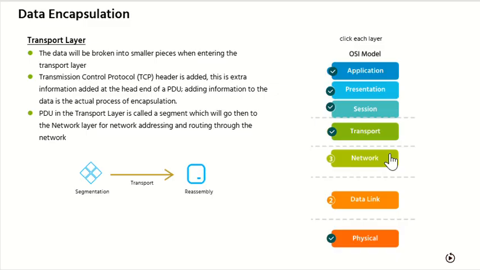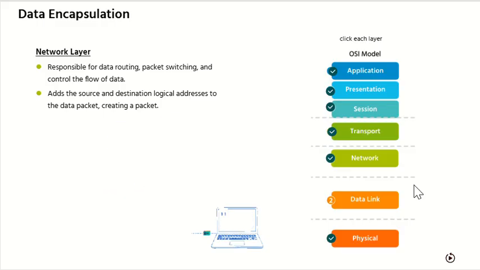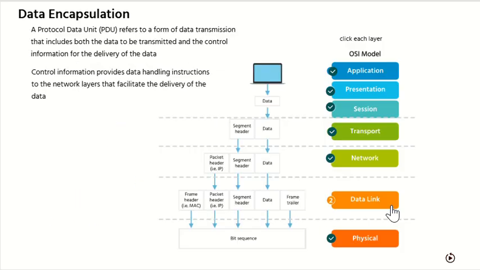Each segment will then go to the network layer for network addressing and routing through the network. This layer is responsible for data routing, packet switching, and control of the data flow. It adds the source and destination IP addresses to the data packet, creating an IP packet. TCP segments now contain other information like the source port, from which the computer sends the PDU, and the destination port for communicating with the receiving end. When the data reaches the network layer, it will now add an IP header that contains the IP addresses of the sending and receiving computers.